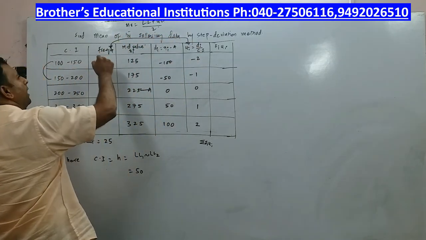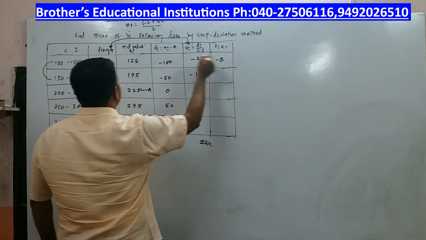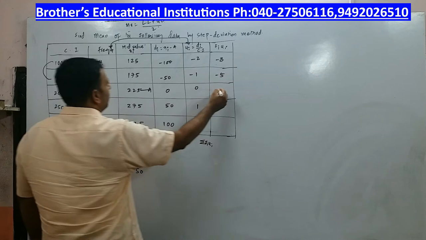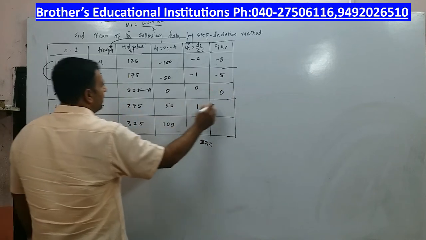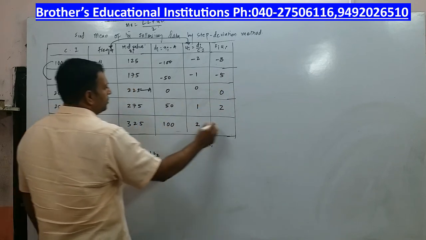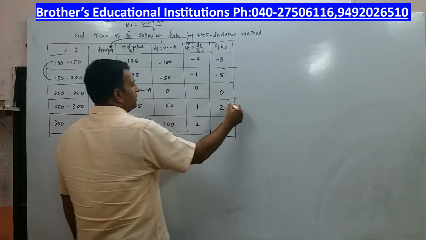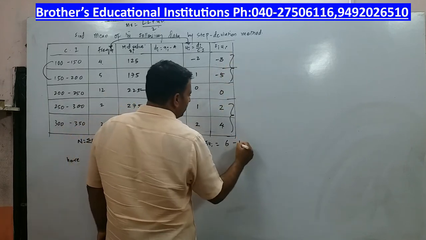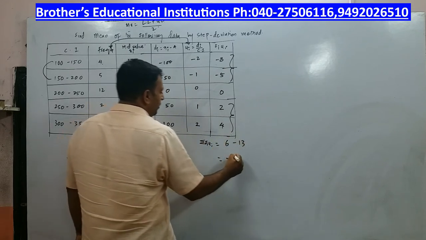Now once you calculate ui, very important, students often get confused, you have to multiply fi into ui. 4 into minus 2 is minus 8. 5 into minus 1 is minus 5. 12 into 0 is 0. 2 into 1 is 2. And 2 into 2 is 4. Now first you add the positive quantities, it is 6, and then you add the negative quantities, it is minus 13. 6 minus 13 is equal to minus 7.